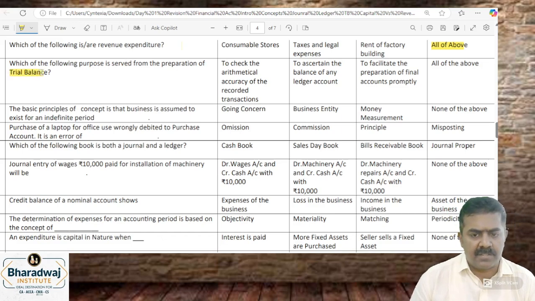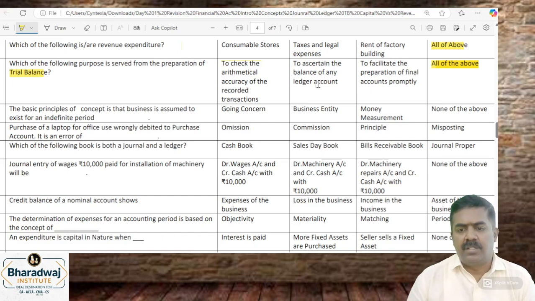Trial balance, to check which one? Arithmetical accuracy. To ascertain balance, if any, in ledger accounts. To facilitate proper preparation of accounts. The answer is all the above. Here we check arithmetical accuracy and the balance of ledger accounts. From the trial balance only we prepare which one? Final accounts.